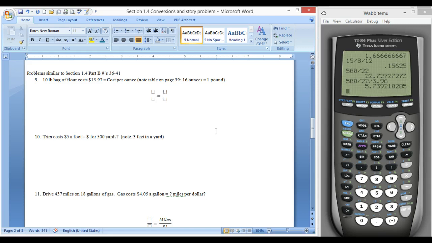If we have a 10-pound bag of flour that costs $15.97, we want to find the cost per ounce. Now notice I didn't set anything up here because I want you to think through it. So maybe pause the video, see what would go where and where you're headed, and then pop back in. The first thing I really like to do is label what the answer should be.